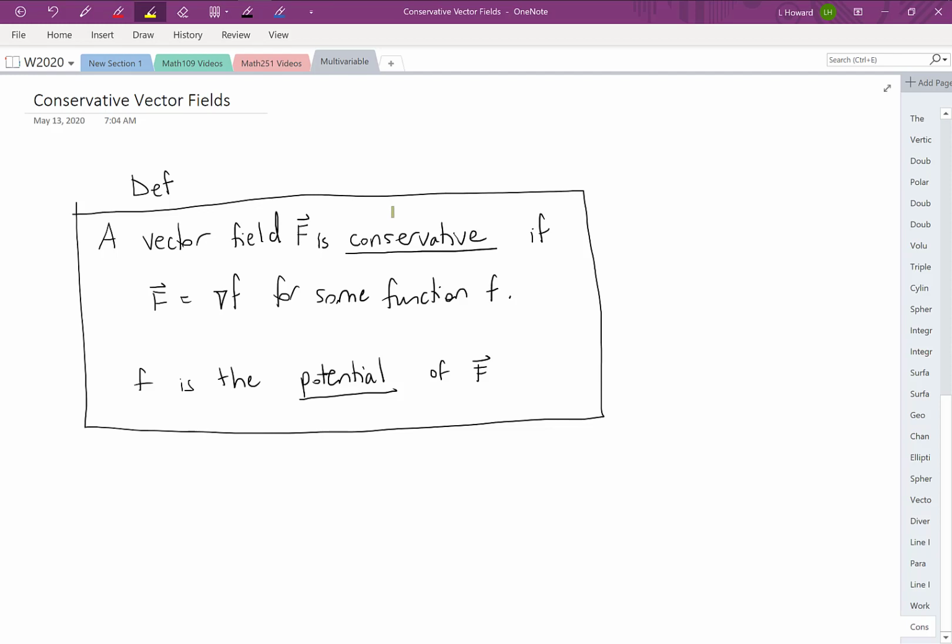This video is all about conservative vector fields. Let's start with a definition. So we say that a vector field, vector capital F, is conservative if our vector field is actually the gradient of some function f. And if that happens, then this function little f is called the potential of our vector field.